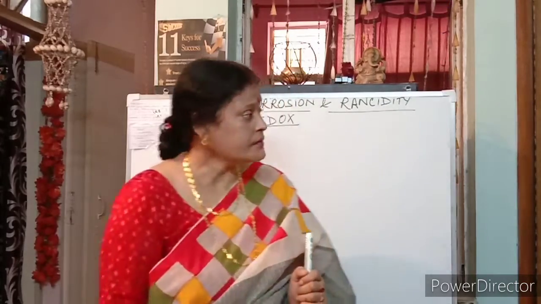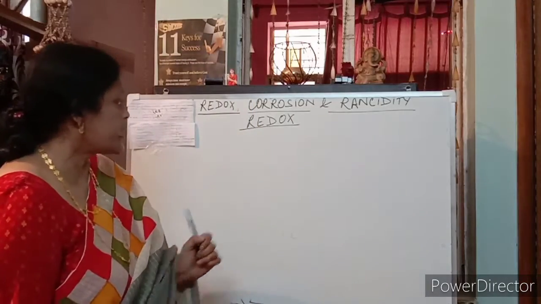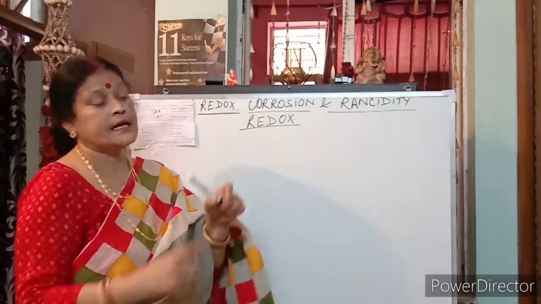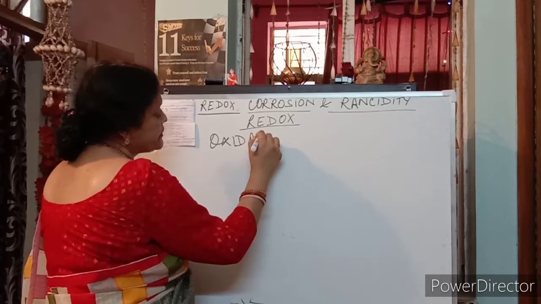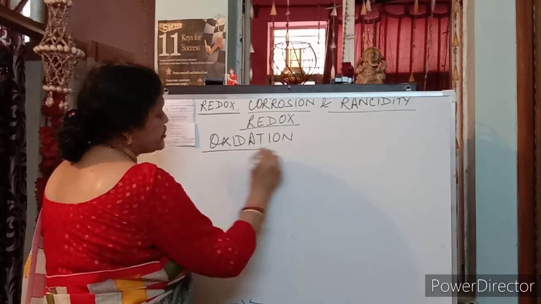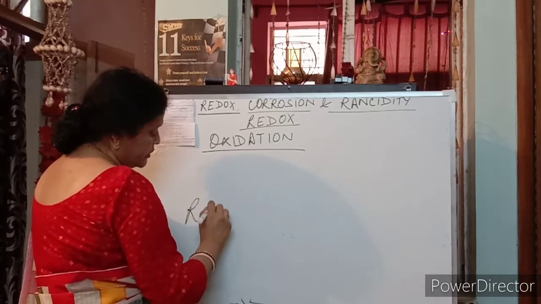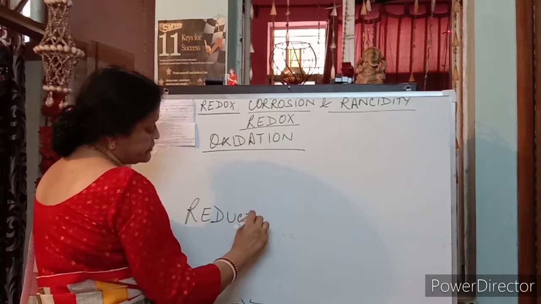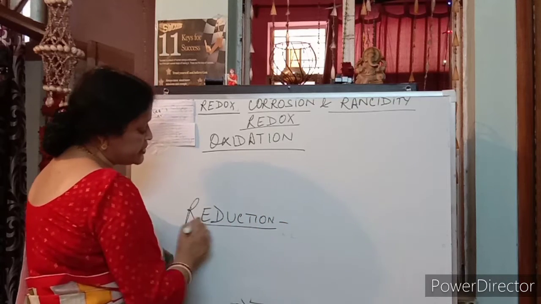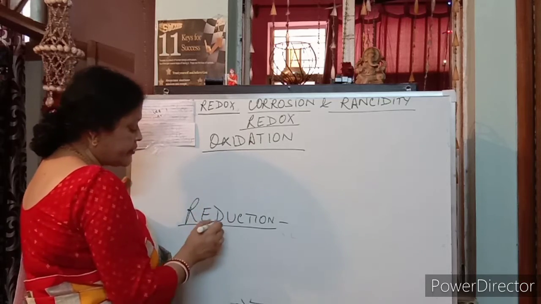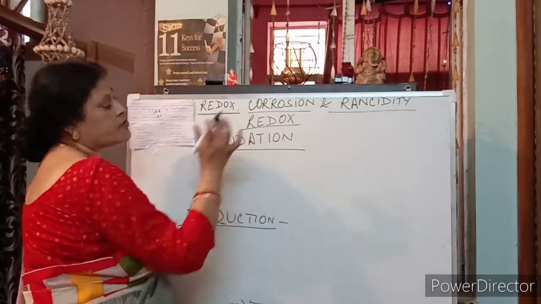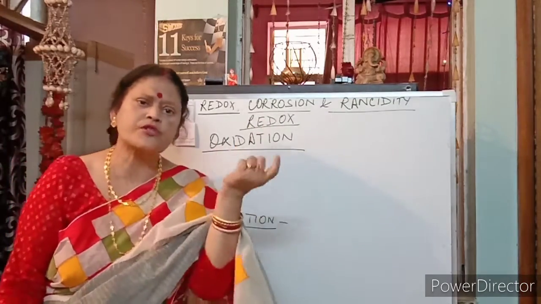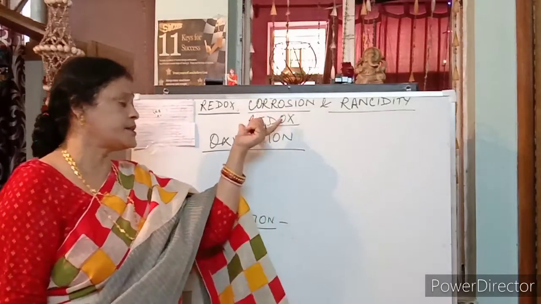And next, the last one is redox reaction. Now come, students. Redox reaction, it is a combination of two words. See, if I say oxidation and reduction. These are the two terms we have to understand first, and we are taking red, that is reduction, and ox, oxidation. Now redox reaction, most of the reactions in chemistry comes under this category.